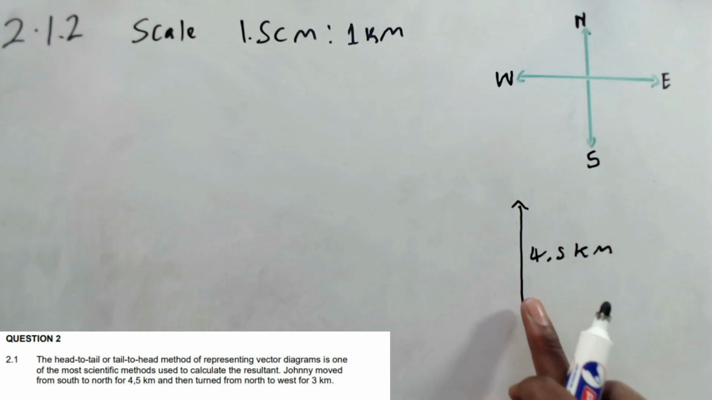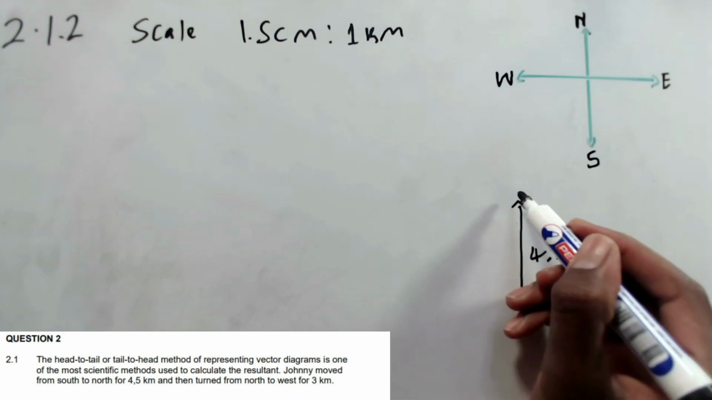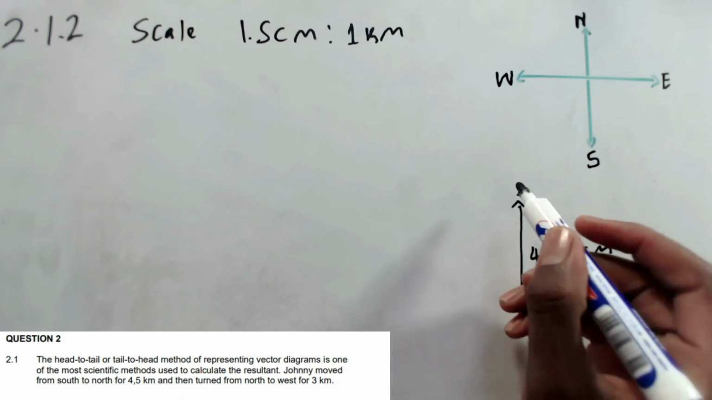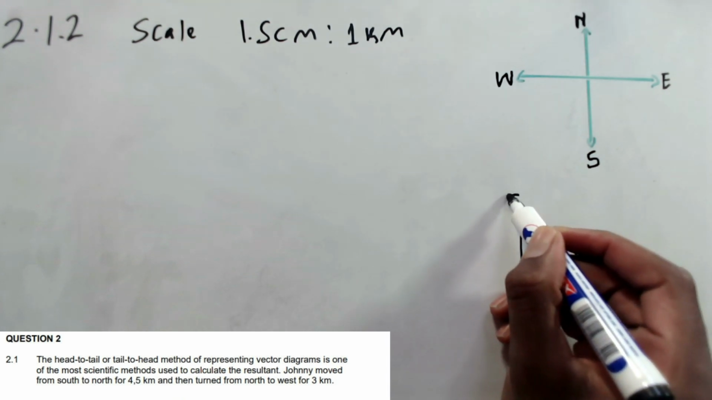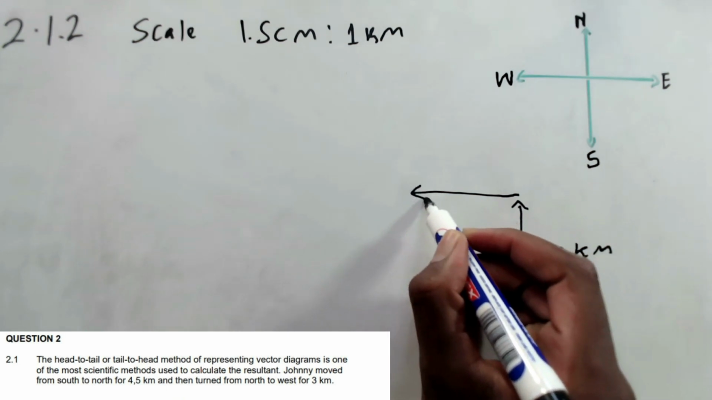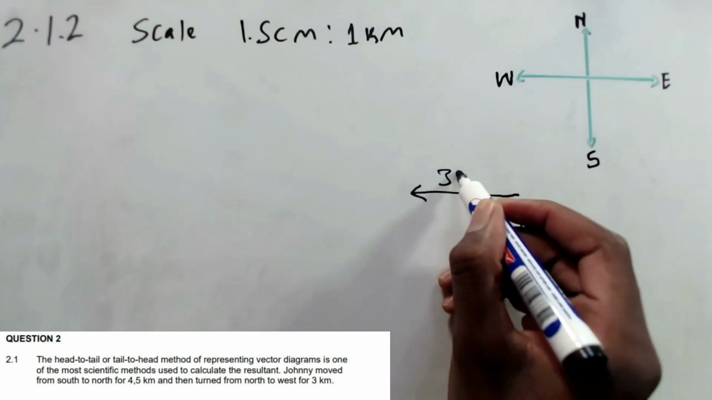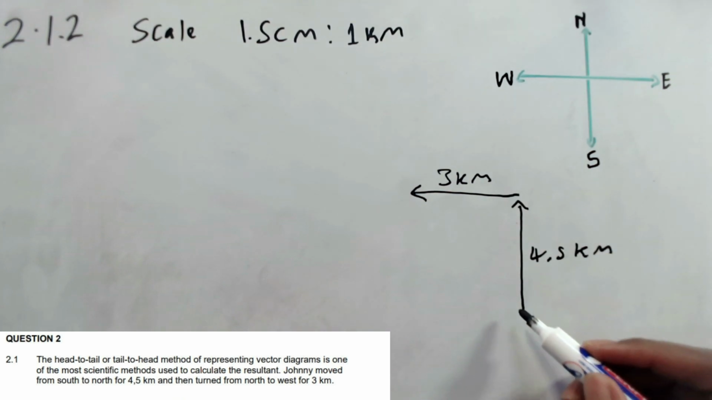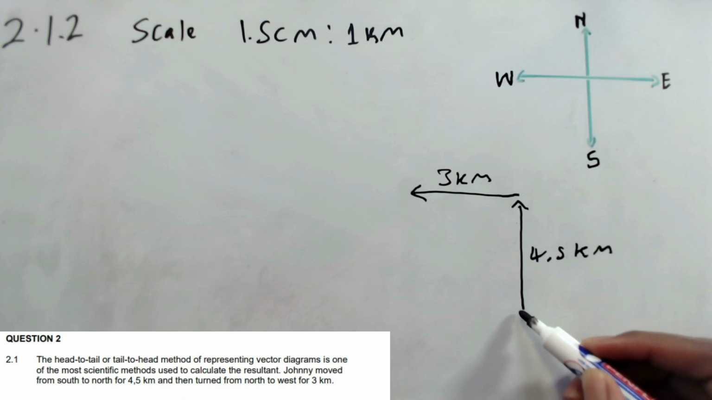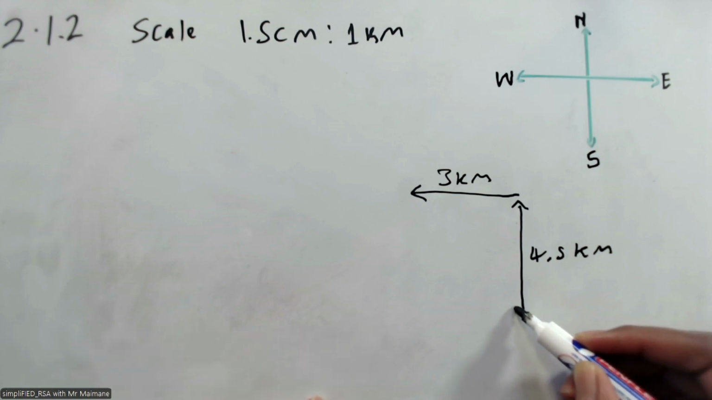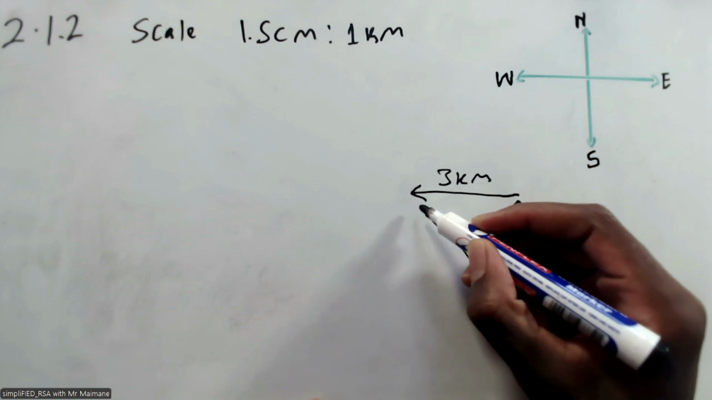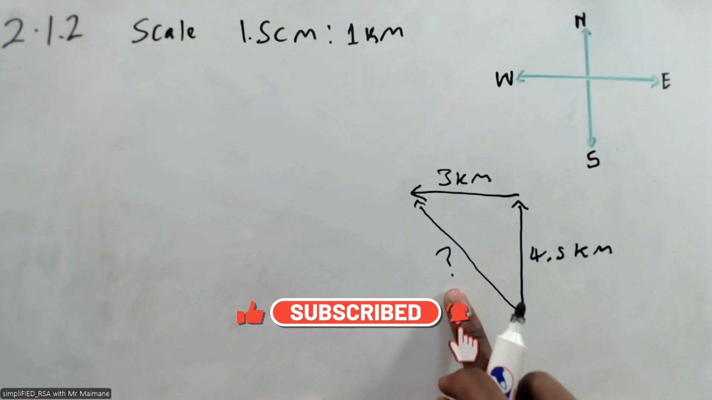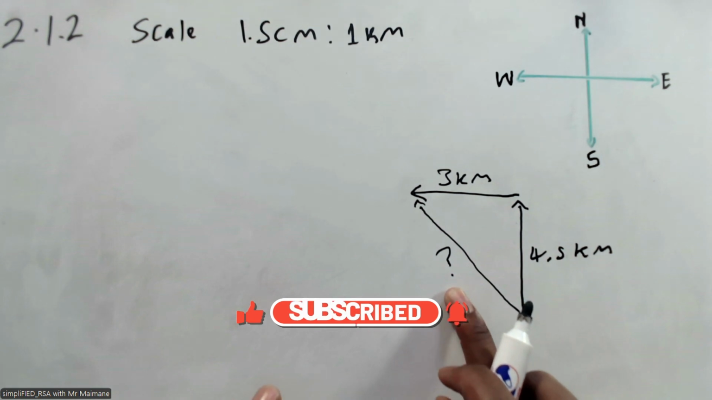So he went north 4.5 kilometers, and then from north, I have to join from the tail because we are using head to tail. So from north, he then went 3 kilometers west. And then to get my resultant displacement, I construct a vector from the tail of where he began to the head of where the trip ended. This is my resultant displacement, which I don't know yet.